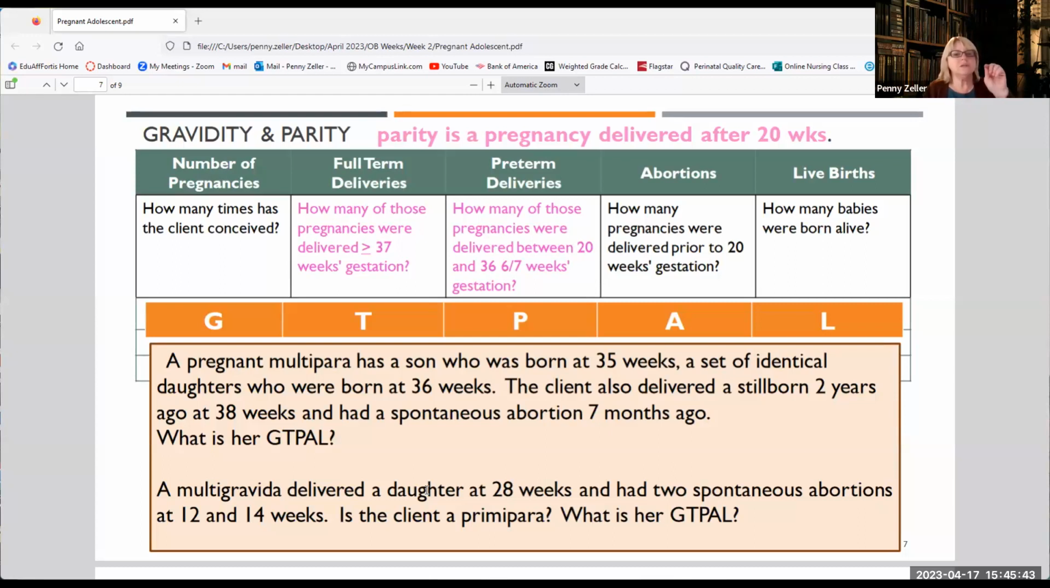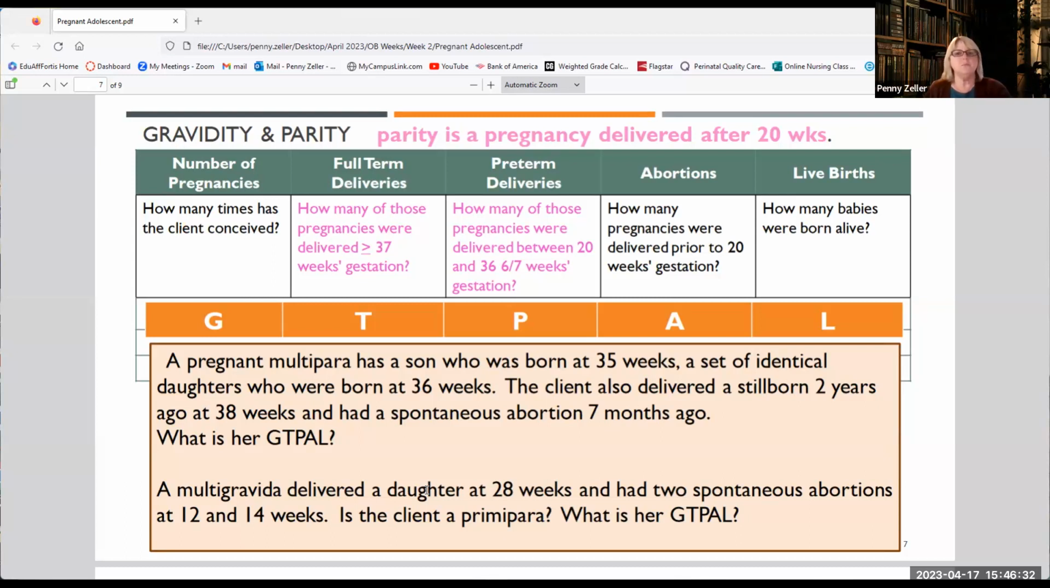And then how many of those conceptions were delivered after 37 weeks? Any 37-week deliveries? Just one, the 38-week stillborn. The 38-week stillborn is a full-term delivery. Even though the baby wasn't alive, it's still considered a full-term delivery. The 35 and 36, so preterm, you've got a 35-week pregnancy and a 36-week pregnancy, so those are 2 preterms. And then her spontaneous abortion would be the abortion column.